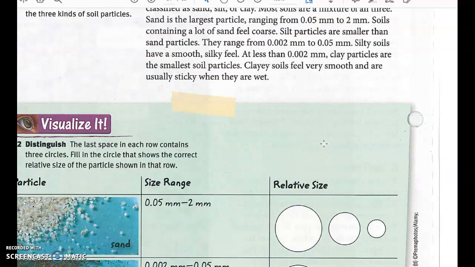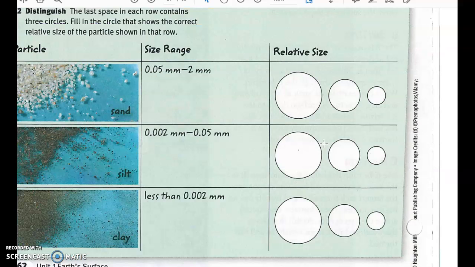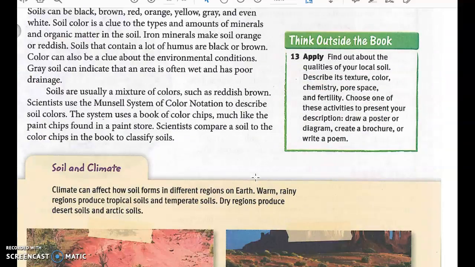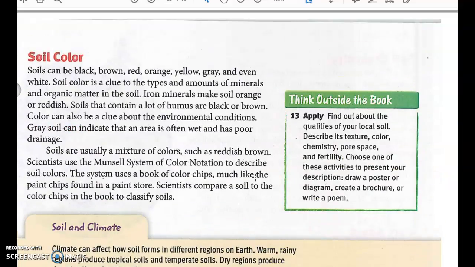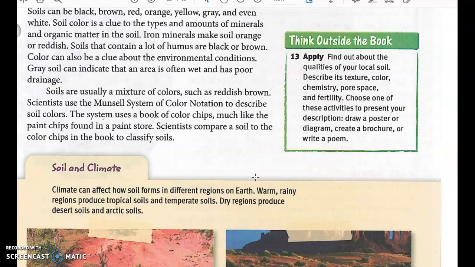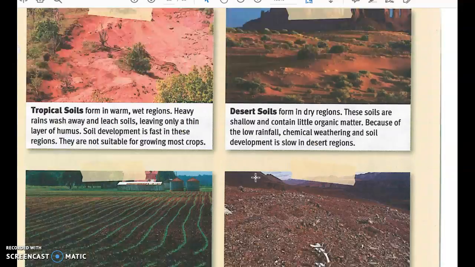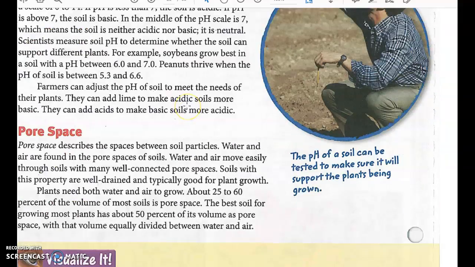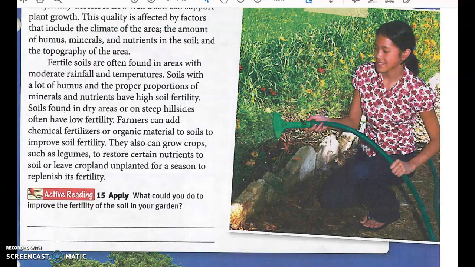Okay, so I think we're going to pause here, and I will make another video reading the remainder of this lesson, which we talk about some other things like how soils are different in different climates. We're going to talk about their chemistry, pH, pore space, and fertility. Then we're going to stop here. So open up the next video to help you with the remaining questions.